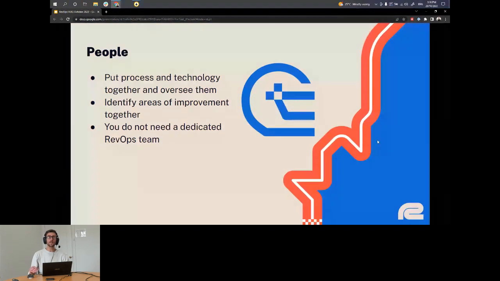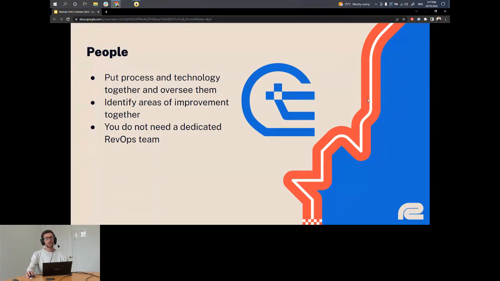It's important to say that you don't need a dedicated RevOps team. You can share RevOps tasks among your current team members, depending on the size of your business. Obviously, if you're a business of 5 people, it makes little sense to have a RevOps team.